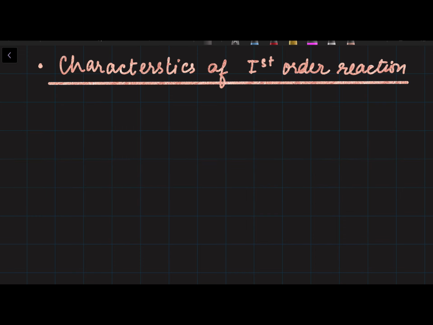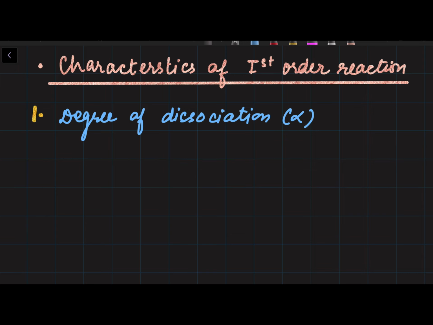So first we will start with the degree of dissociation in the first order reaction. Degree of dissociation is denoted by alpha. So if you want to find out the degree of dissociation, we will be using this sign of alpha.